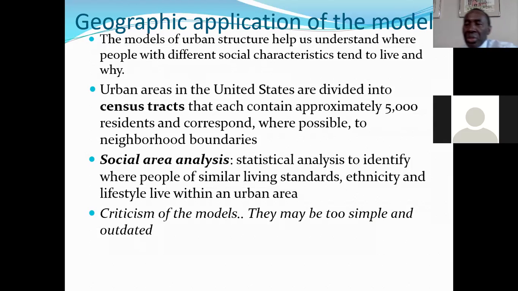Whenever they collect data for the census, they will ask you your socioeconomic status, the median family income. They will ask you your educational level. Did you complete high school or whatever educational level? And they will ask you for your ethnicity or race. So they factor in all of these to calculate social area analysis. Living standards mainly come from income, ethnicity and race.